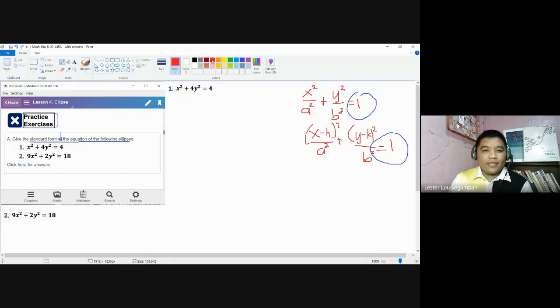Here, the right-hand side of the equation is 4. So for it to become 1, we are not going to subtract 3, okay? We're going to use the process of division. We're going to divide this by 4. And the property of equality tells us that if we divide this side by 4, we also divide all terms on the other side by 4. So this becomes x squared plus 4y squared all over 4 is equal to 1. Again, it now meets the standard form for the right-hand side.